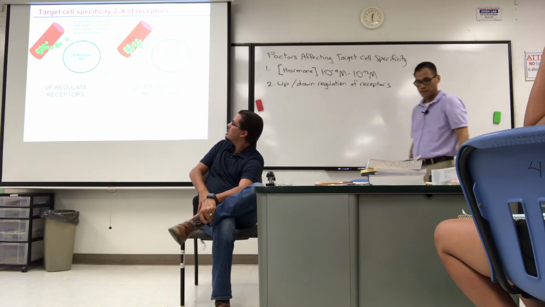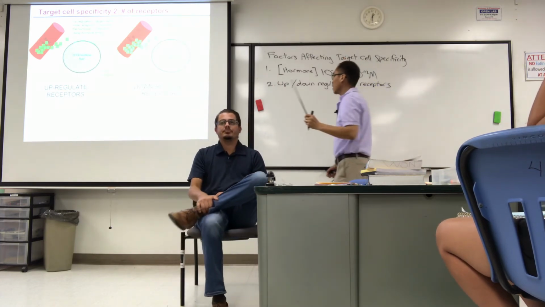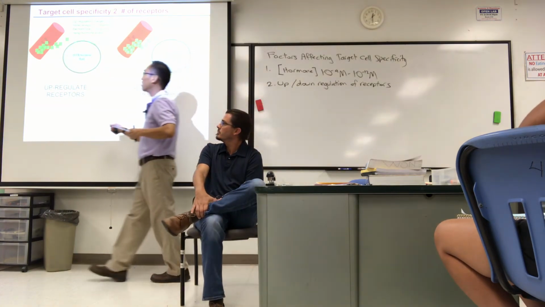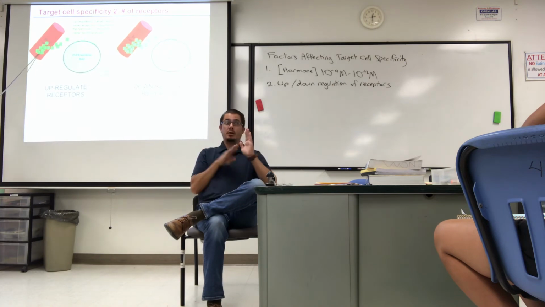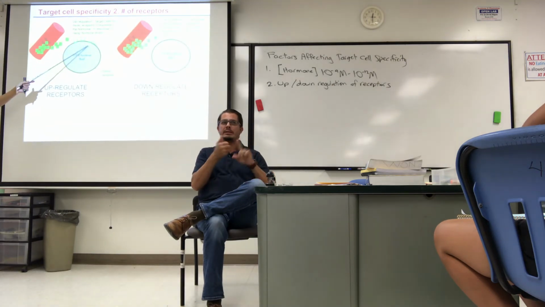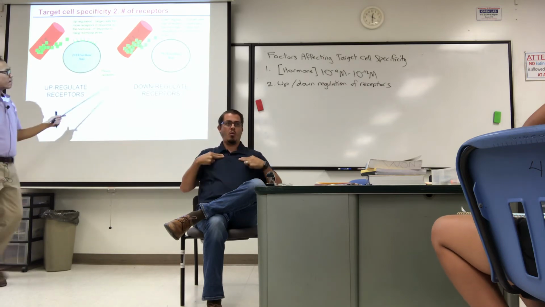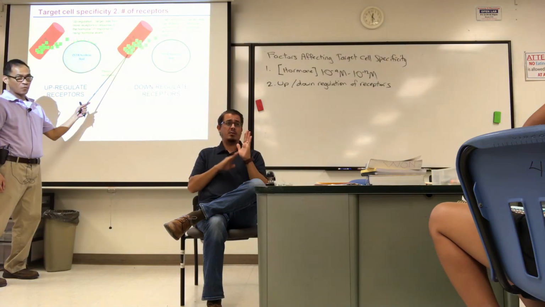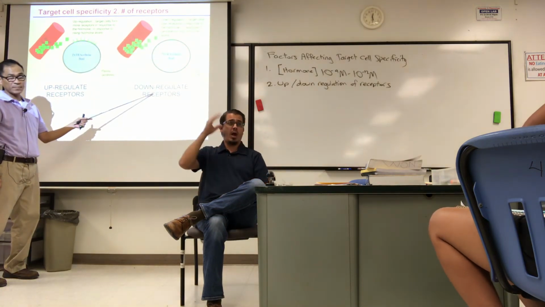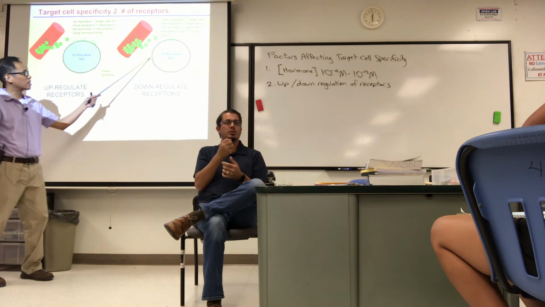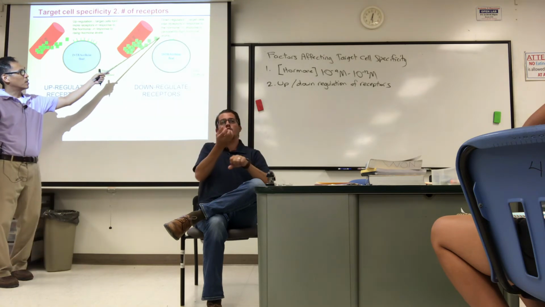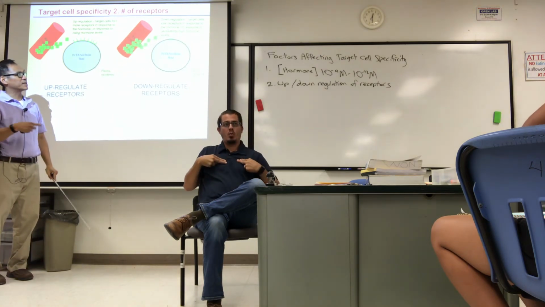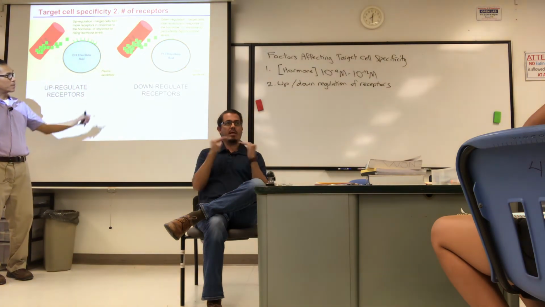So let's look at the figure. If the target cell senses rising levels of the hormone, it'll prime itself by upregulating the receptor for that hormone. If the level of the hormone stays too high, you don't want to overshoot homeostasis, so it'll downregulate the receptor. So, downregulation: target cells lose receptors in response to persistently high hormone levels. That'll be downregulation.